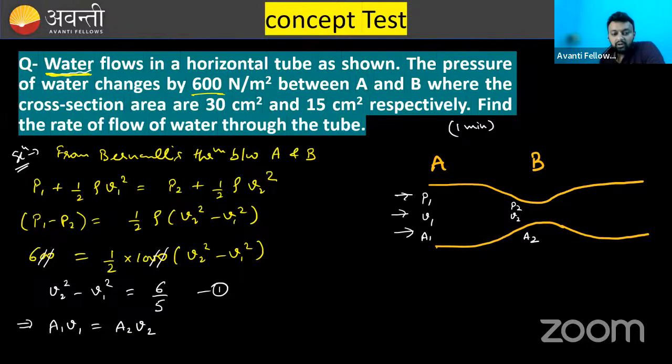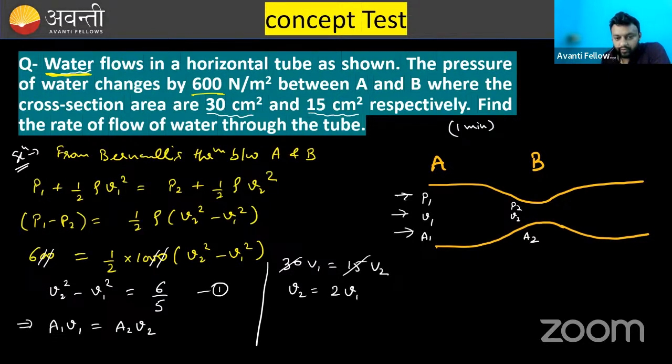Now I am putting the values of A1 and A2 here. A1 is given as 30 centimeter square. A2 is 15 centimeter square. I am not going to convert the unit because both sides have the same unit, so they will cancel out. So it will be 30 V1 is equal to 15 V2. I will solve it, so V2 is equal to 2V1. This is our equation number 2.